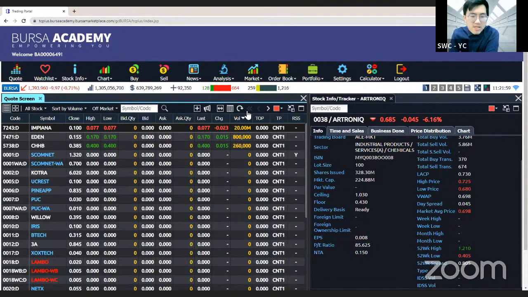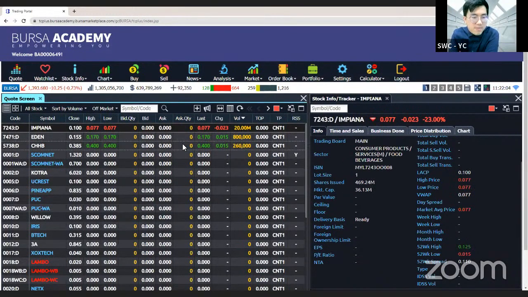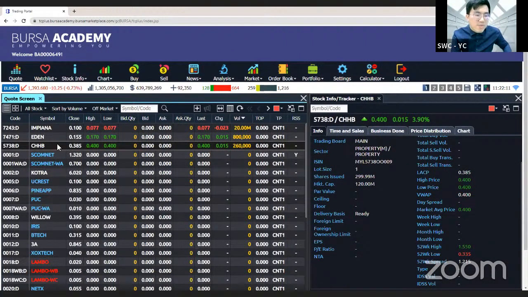Like for this, you see the volume is only 800K, 260K, 20 million. But this one is not an active counter, so not liquid. Like CHHB, all this, the volume is too low already, so not much to look into. If a certain counter's volume is very, very big, then you can go and monitor it. Maybe something will happen. This is the thing that we see.